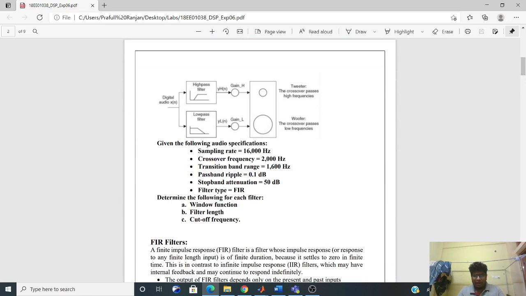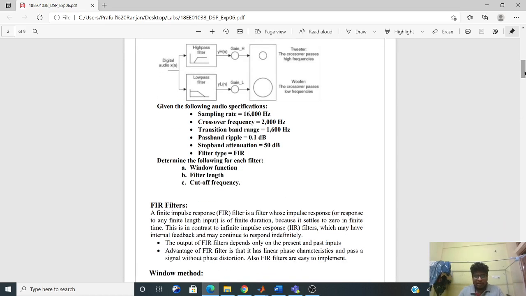We have been provided some specifications for audio: sampling rate is 16 Hz and crossover frequency 2000 Hz, transition band range is 16 Hz, pass band ripple is 0.1 dB and the stop band attenuation is 50 dB. And of course the filter type is FIR because we are doing FIR filter design. The question is to determine the following for each filter: window function, filter length, and cutoff frequency.